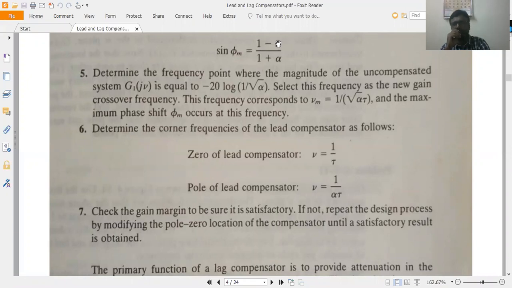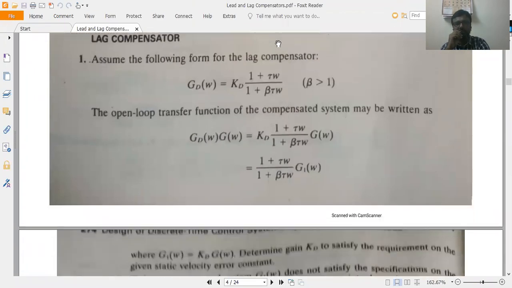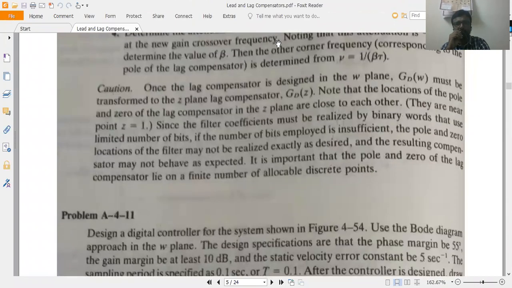That means two kinds of frequency approaches can be used for determination of the transfer function of the lead compensator as well as the lag compensator.